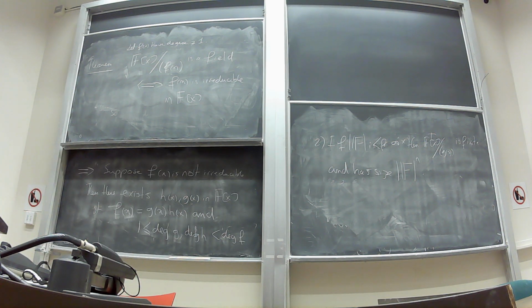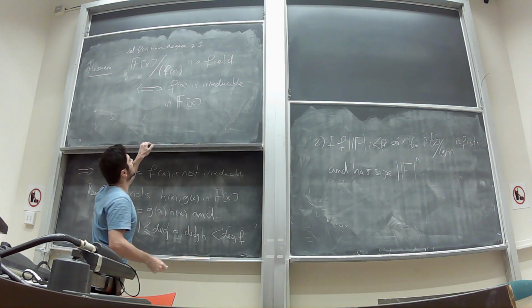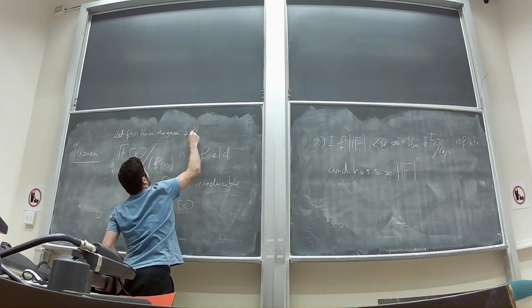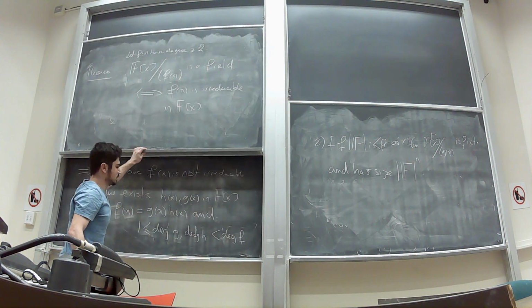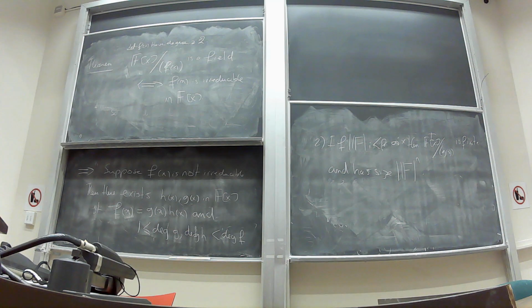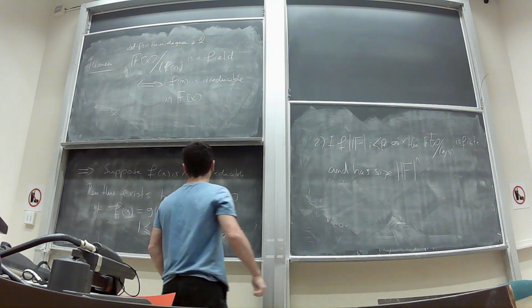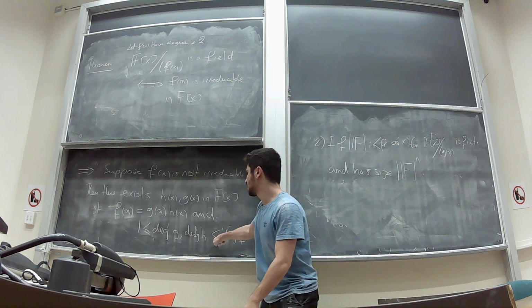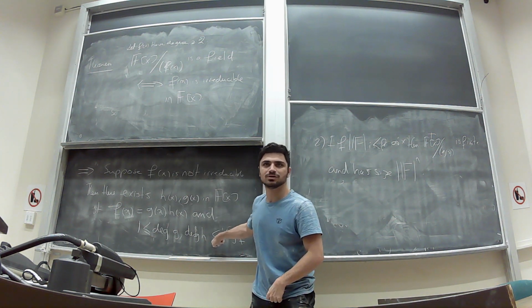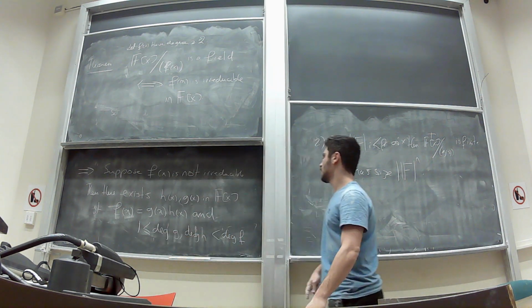Right? Of course, still we can assume that... doesn't matter really. Degree 1 is irreducible. So the degree of g and the degree of h are strictly less than the degree of f. Why did I say 2? Just so that I don't contradict this equality. Okay?